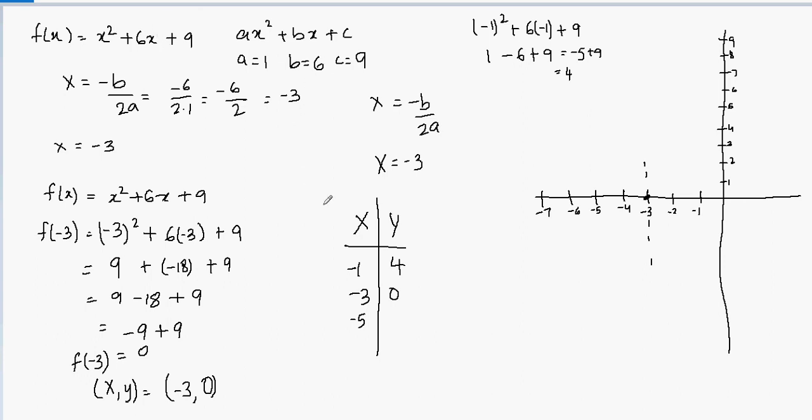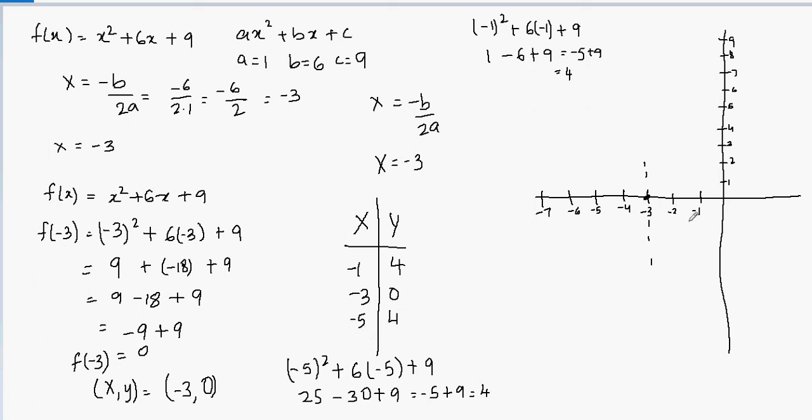Now let's do this. Plugging in x equals -5 into the original function, this is going to be -5 squared plus 6 times -5 plus 9. And -5 times -5 is going to be 25, and then 6 times -5 is going to be -30, and then I have plus 9. Now, moving from left to right, 25 minus 30 is going to be -5, plus 9 is going to be 4. So when x is -5, y is equal to 4, okay?